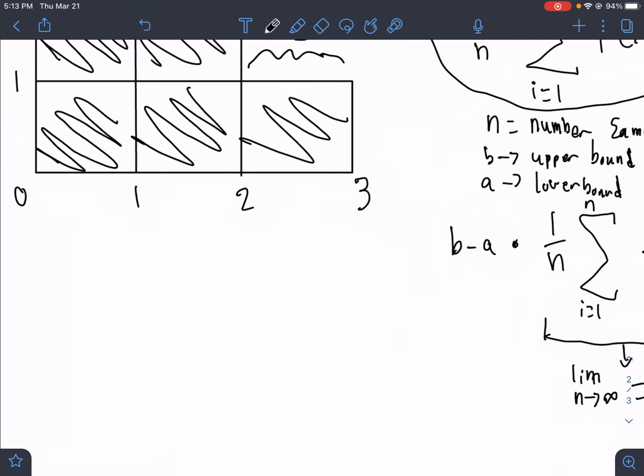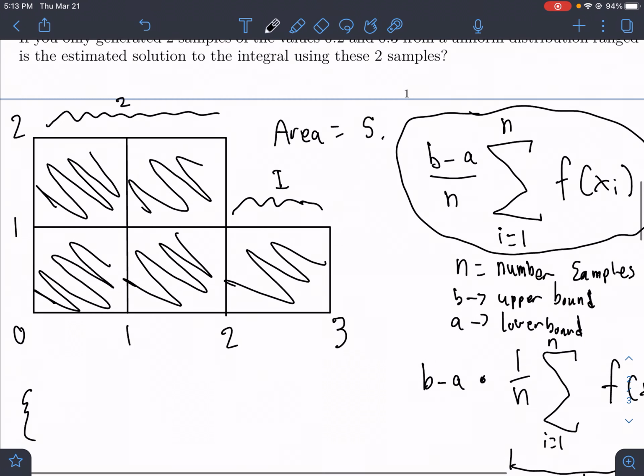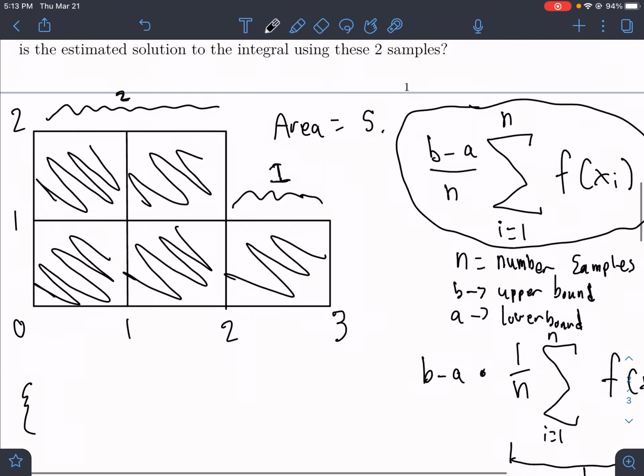So let's now put this into practice. If we look at our area, we have a segment that is 2 tall, which is of length 2, and we have a segment that is 1 tall, that is of length 1.